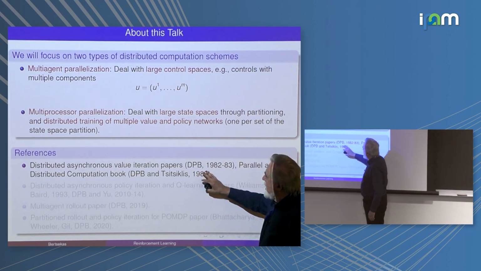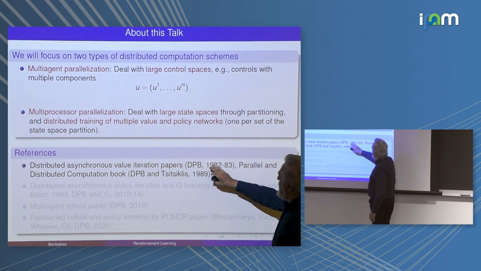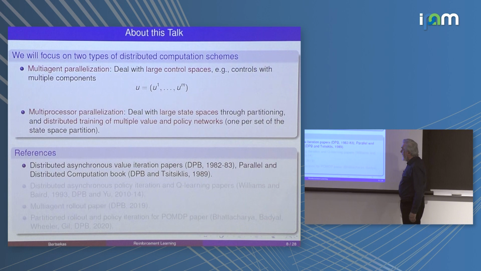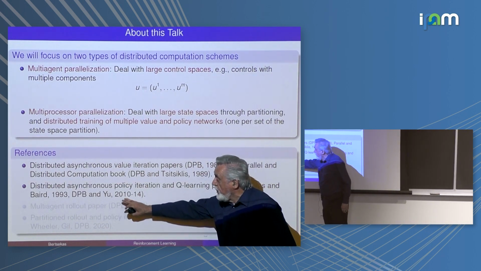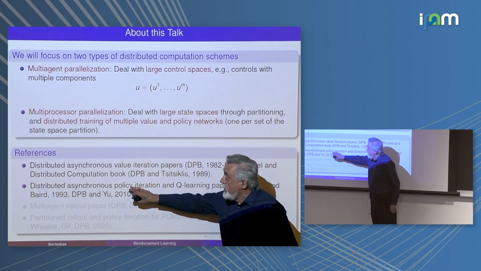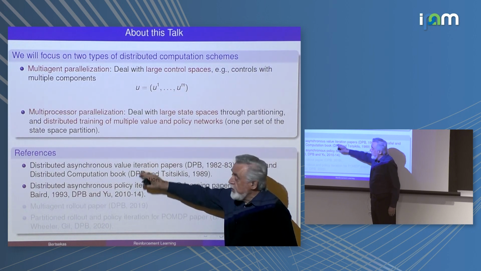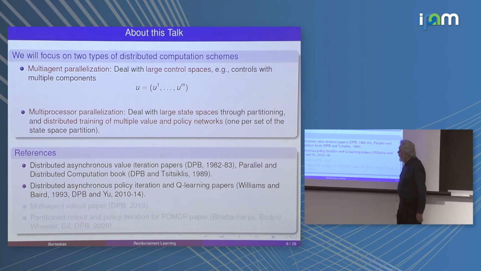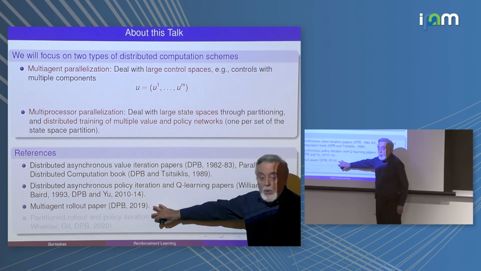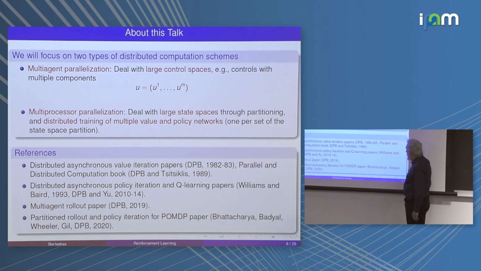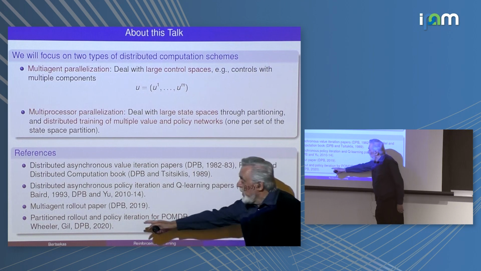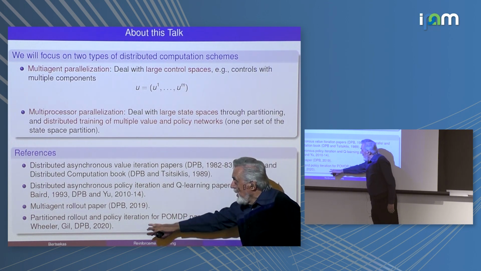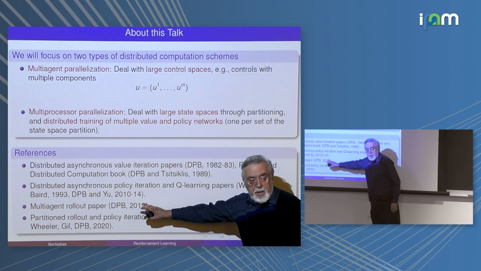Now, distributed computation for dynamic programming goes way back. There are my papers from 82, 83, and it's treated quite extensively in the parallel and distributed computation book that I wrote with John Tsitsiklis. I had a series of papers with Huizhen Yu from 2010 to 14 on distributed policy iteration. These deal with value iteration. This deals with policy iteration. And there was an earlier paper by Williams and Baird, which motivated a lot of our work. A few months ago, I wrote a paper on multi-agent rollout. And just a couple of weeks ago, we finished a paper with Stephanie Gil and three of her students, Sushmita Bhattacharya, Sahil Badyal, and Tom Wheeler. This paper just appeared, and it's going to be published soon.